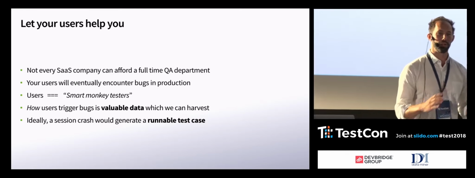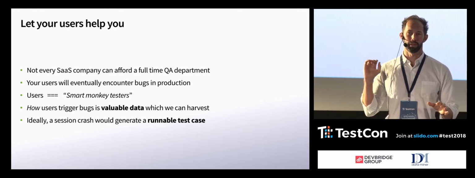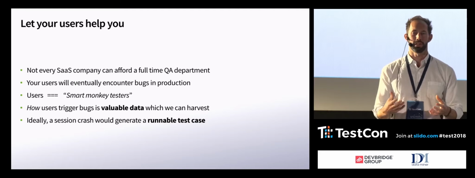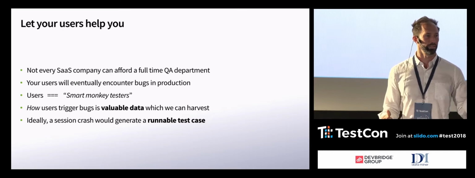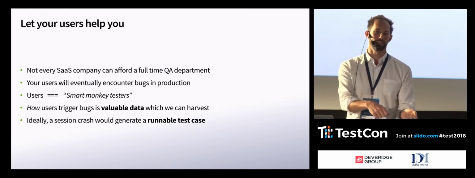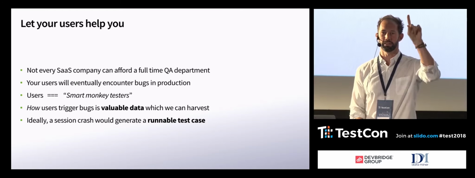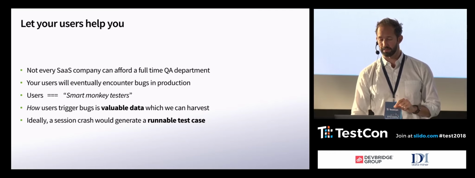And if we can dream freely, a session crash, like when somebody clicks a button and it crashes, for us as testers, it would be great if that could somehow be a test case that I can just run again, right? And run it over and over, maybe apply the fix, run it again, watch that it's green, there's a check mark. That would be the number one solution. I mean, the best case scenario.